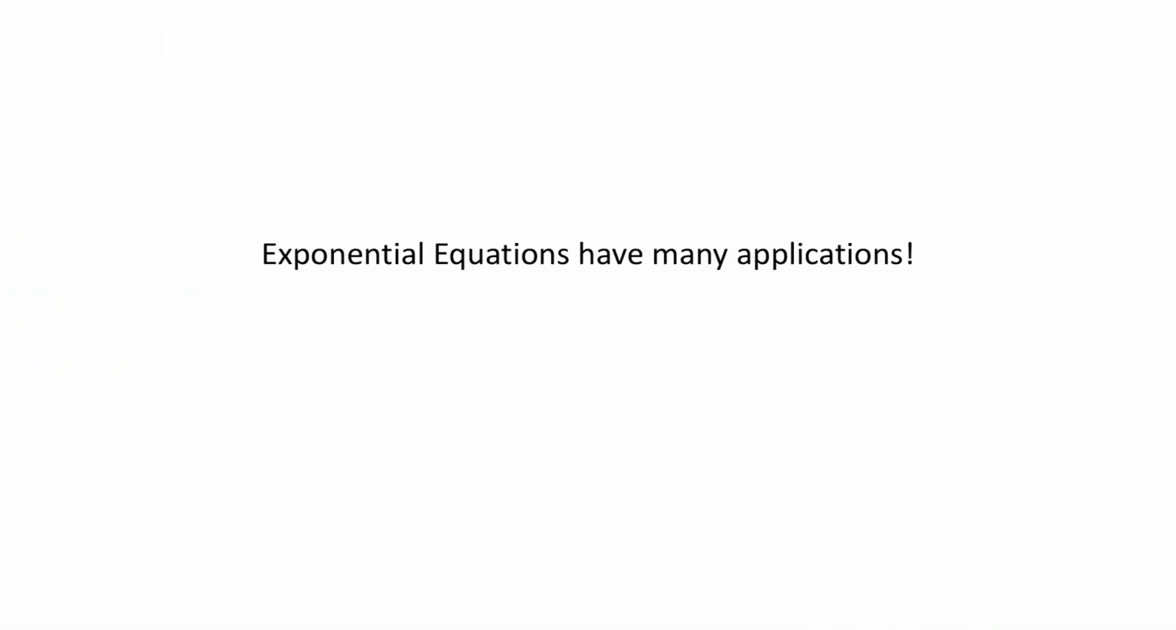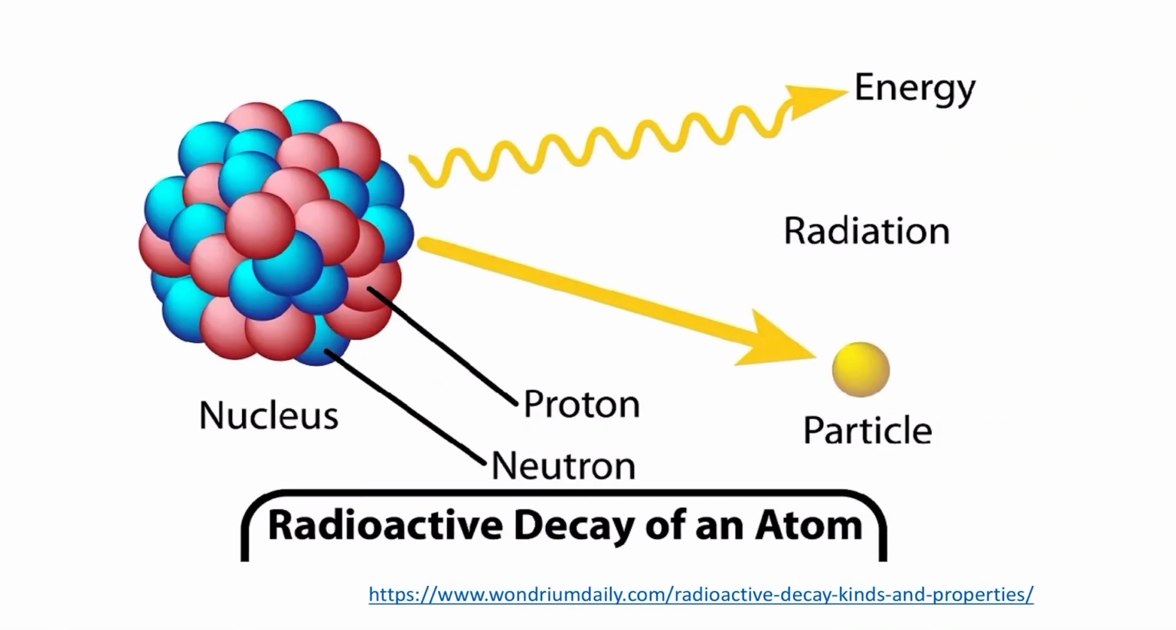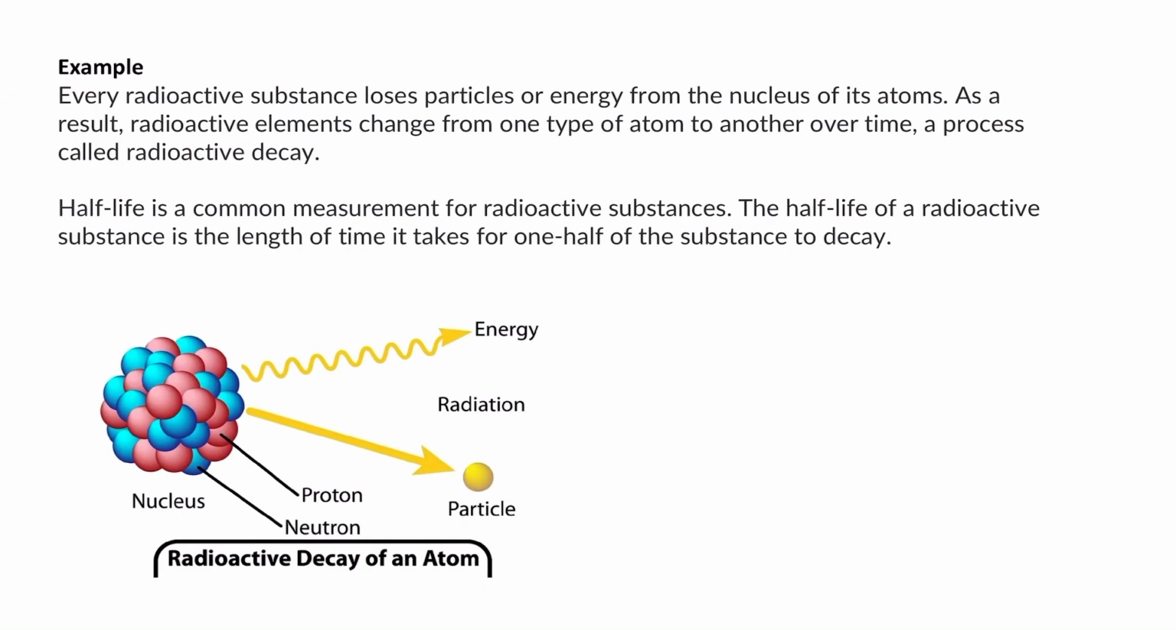So exponential equations, like the ones we've been talking about, actually have many applications. So let's look at some of those. One application is when we're talking about radioactive decay. So remember, in radioactive decay, every radioactive substance will lose particles or energy from the nucleus. As a result, radioactive elements change from one type of atom to another over time, which is a process called radioactive decay. So half-life is a common measurement for a radioactive substance.